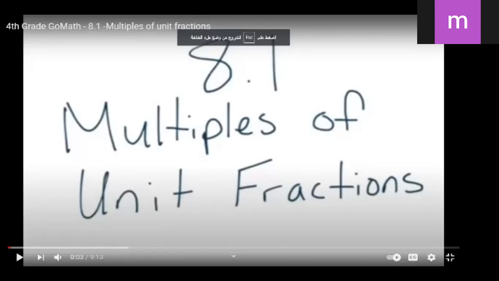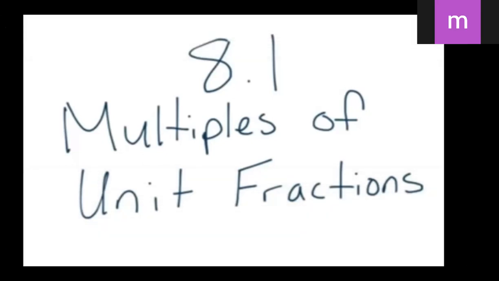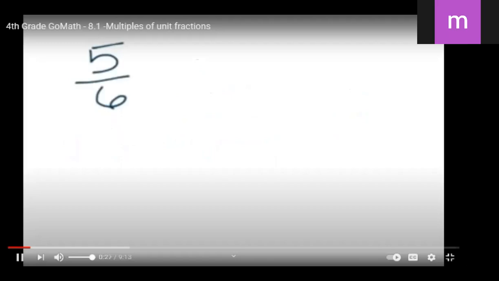Of unit fractions. We've been talking a lot about fractions and identifying what unit fractions are, so now we're going to take it to the next step. In this lesson and in this chapter, instead of adding with fractions or subtracting with fractions like we did last chapter, we're going to start multiplying with fractions. So let's take a look at what multiples of unit fractions means and how we figure out how to decompose these fractions. Okay, we're going to start with the fraction 5/6.